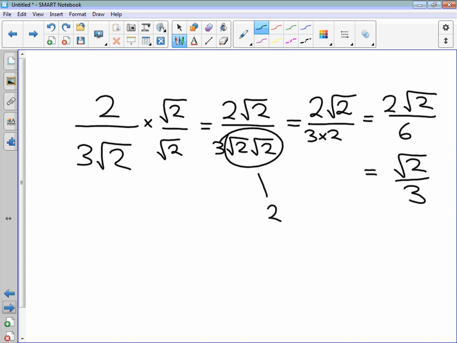So to rationalise the denominator, you multiply by 1, which is in the form of a square root divided by a square root. You'll know you have successfully rationalised the denominator when you end up with an integer as your denominator rather than a surd.